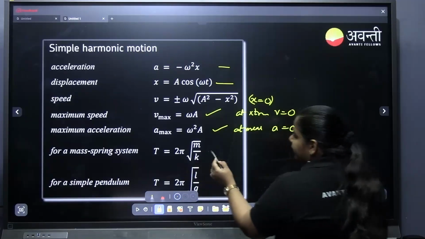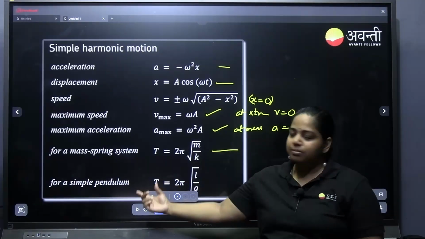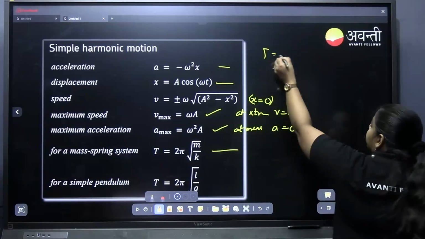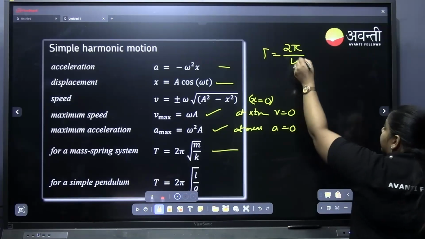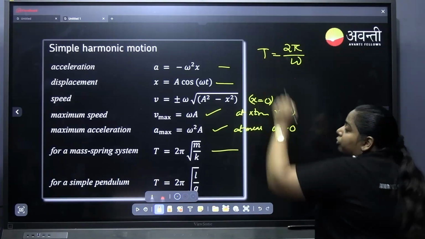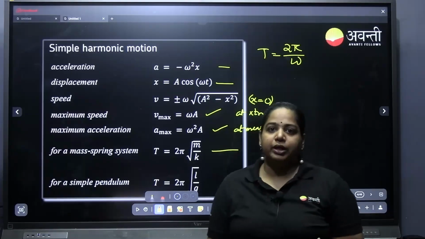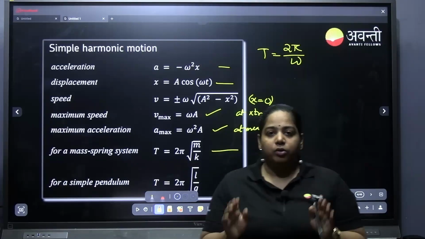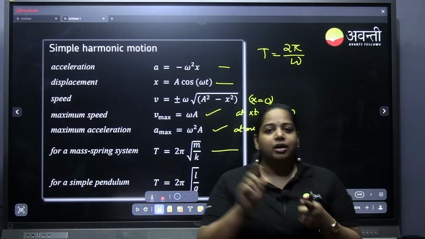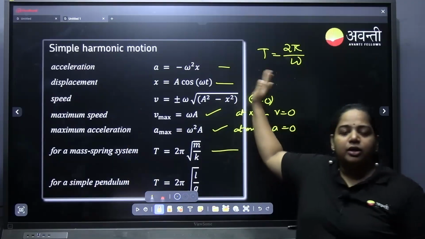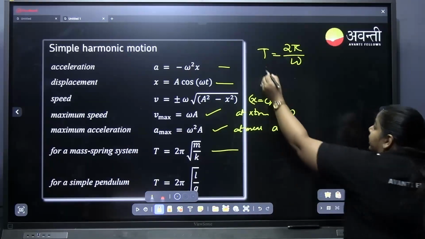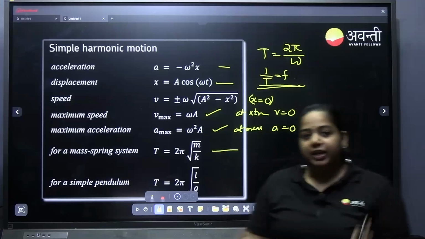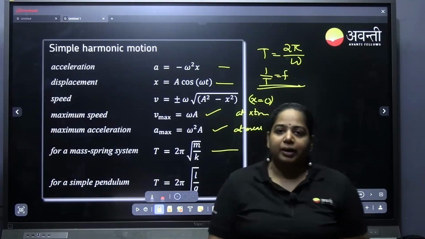Now this we will come to later, for spring mass system and for simple pendulum, what is time period? Time period formula comes to be T equal to 2 pi by omega. So whenever for a system you want to find time period, you have to find what is omega in that particular system. Substitute that, you will get time period. And 1 by time period is equal to frequency also. So if you want to find frequency also, you have to find omega. Is that clear?